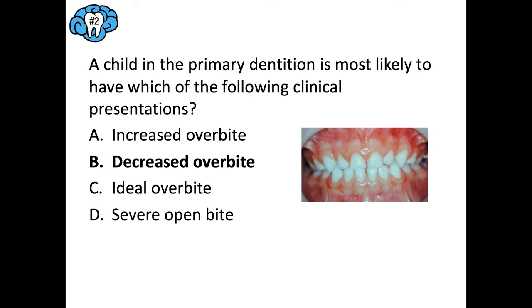So a child in the primary dentition, this is a pretty typical appearance where we have very minimal overbite between those primary incisors. It's either decreased, reduced, or maybe even slightly open. So the answer here is B.